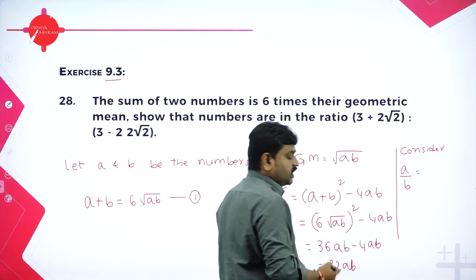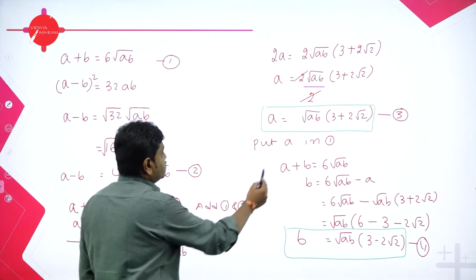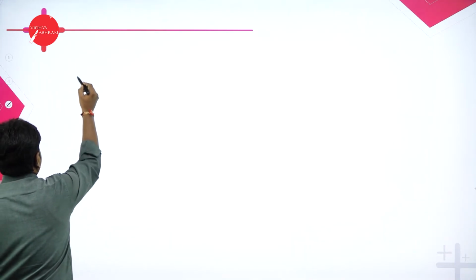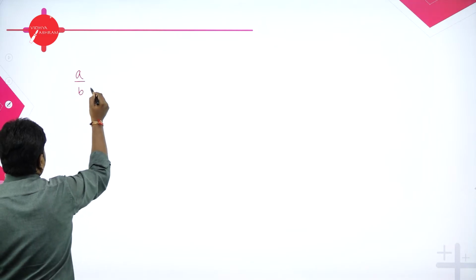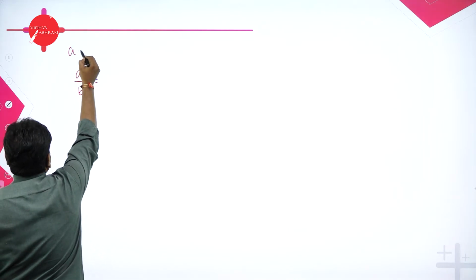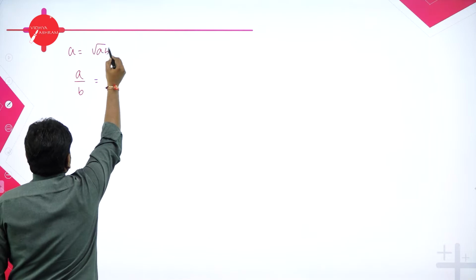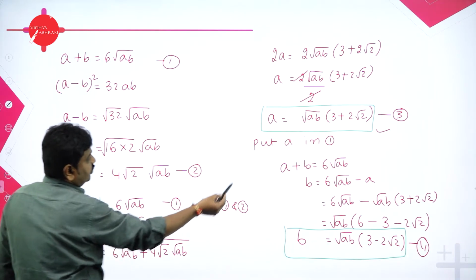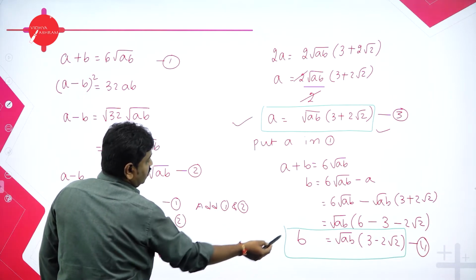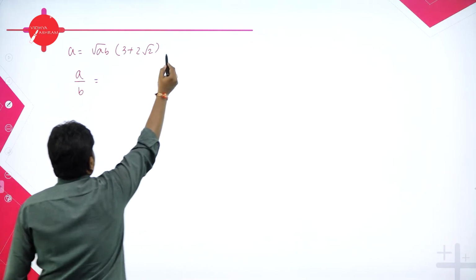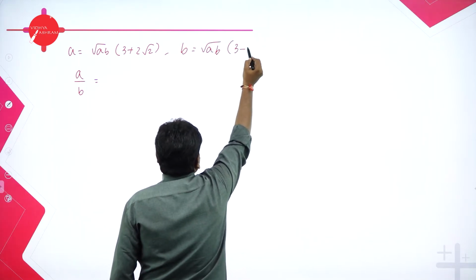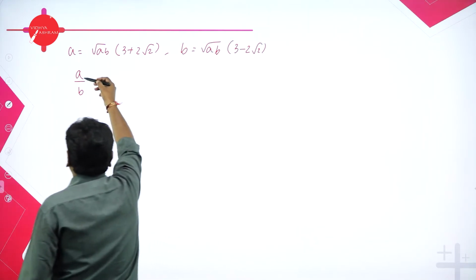Dear students, you got A. What is A you got? A is root AB into 3 plus 2 root 2. Substitute. They want A by B. And B is what? Root AB into 3 minus 2 root 2. Substitute it. Ratio means A by B.